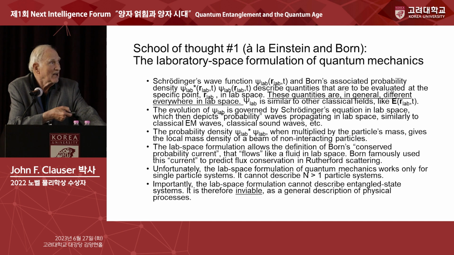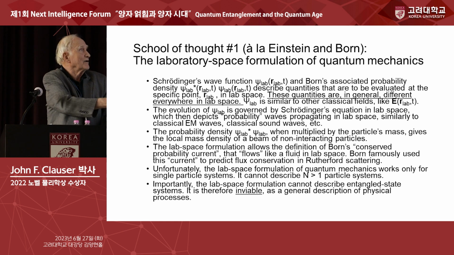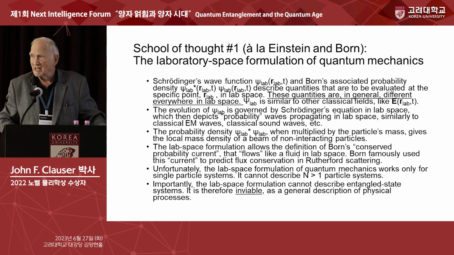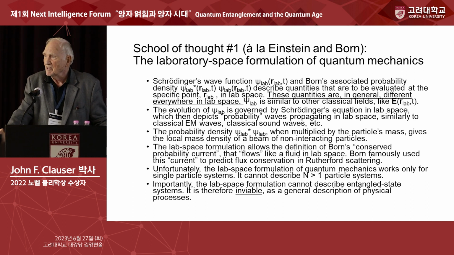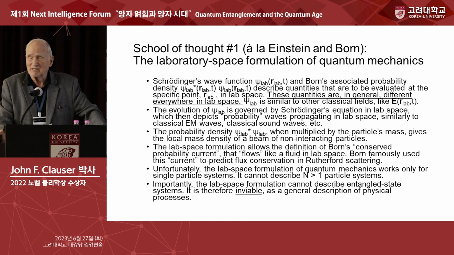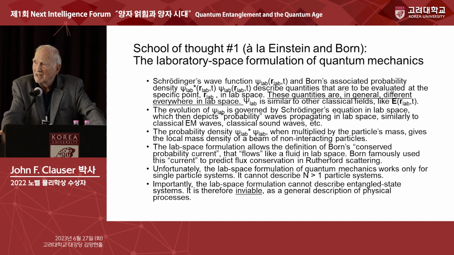So here we go. Psi is the wave function, and we also have a probability density, psi star psi. The value of this wave function is complex, but psi star psi is a very real number, and it specifies the probability density of finding a single particle at that point in our lab.